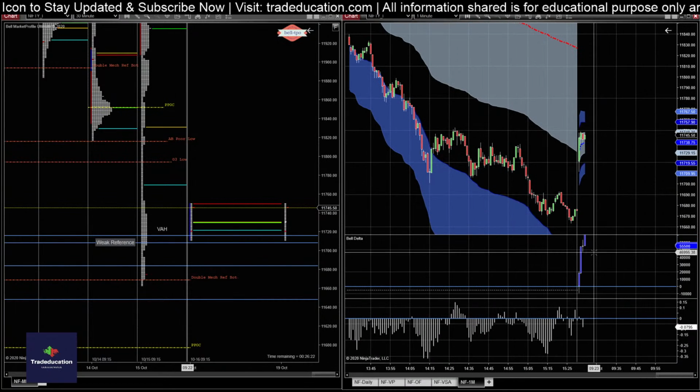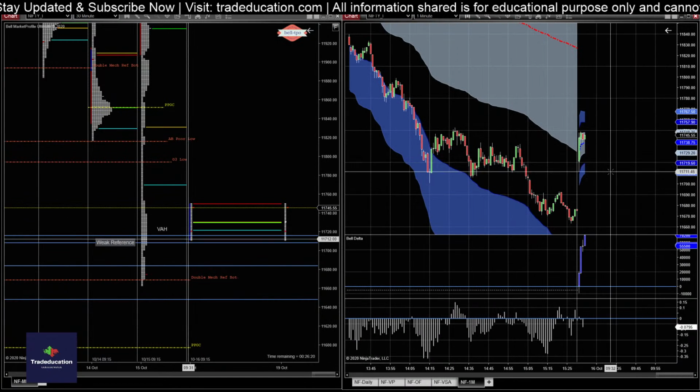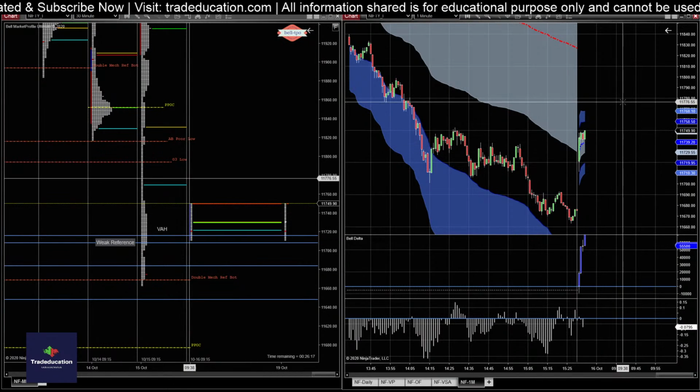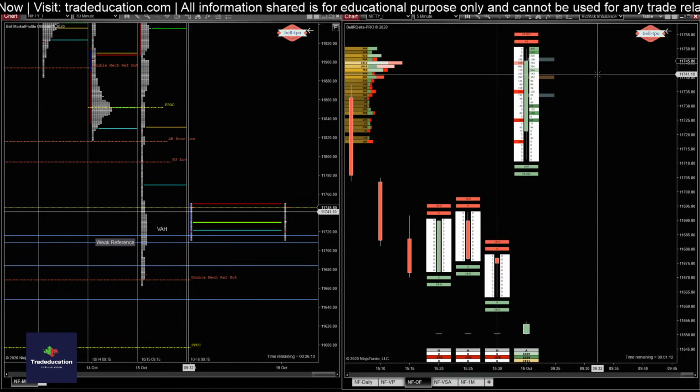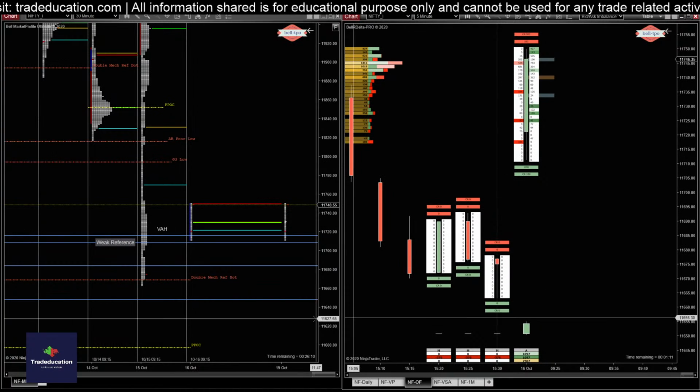But right now the cumulative delta is becoming positive. Buyers are stepping in. So let them continue higher, let them go higher. And let's see where they get exhausted.